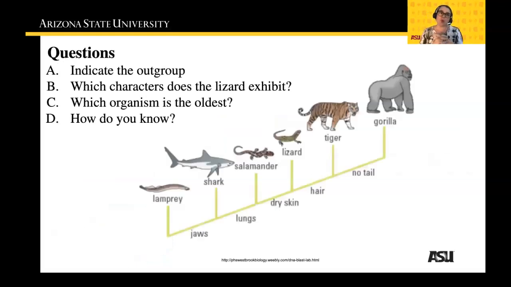So question, which organism indicates the outgroup? In this cladogram, we see the lamprey as the outgroup because all other organisms have jaws. We know we read it that way because the last one's no tail. And if we read it from right to left, that would mean none of the organisms to the left would have a tail, but they all do. So we're reading from left to right. We see that the lamprey is the outgroup. And then the first synapomorphy or shared derived character we get is jaws, right?